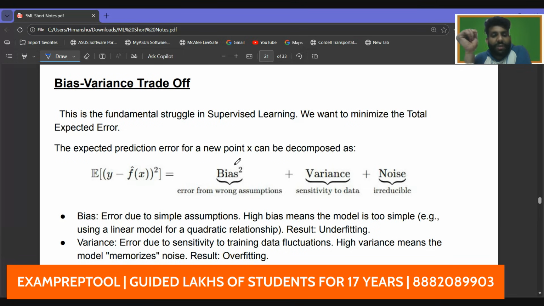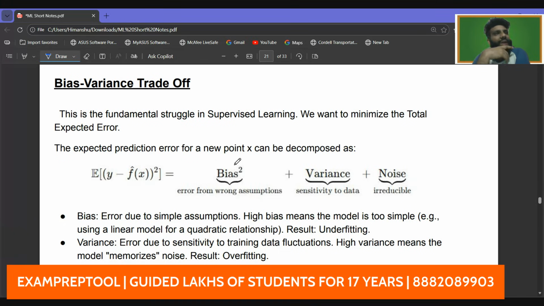So that means error from wrong assumptions. Why? Because the choice of model is determined from the overall assumption I had about the data. Depending upon that only we create our model. So that is my bias. Now, what is variance? Variance is much more related to sensitivity to data.